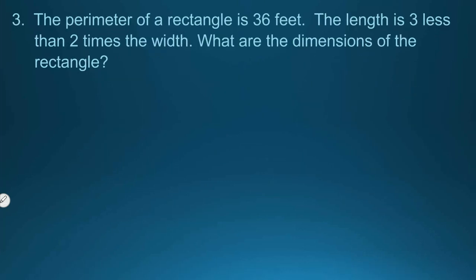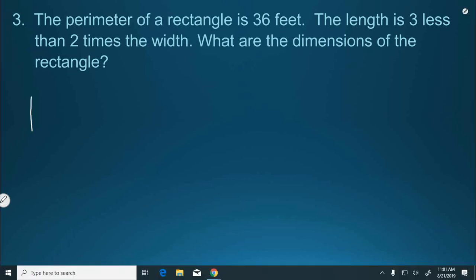Jumping to number 3. The perimeter of a rectangle is 36 feet. The length is 3 less than 2 times the width. Find the dimensions of the rectangle. So again, very similar to the last one we did. We start with our rectangle. Again, the length is being compared to the width. Length means long, width means short.